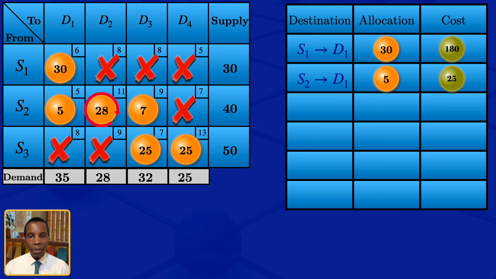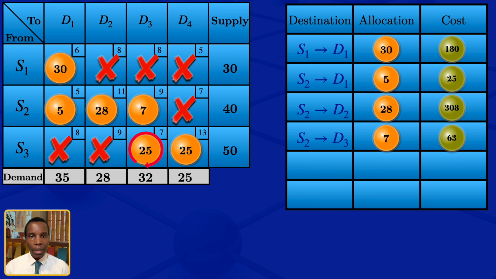On this part here, we are saying that we are looking at S2 to destination 2, and we are allocating 28 units. 28 units at a unit cost of 11, so the cost will be 28 times 11, which gives us 308. Then on this part here, we are looking at S2 to destination 3. We are allocating 7 units. 7 units at a unit cost of 9, so the cost will be 7 times 9, which gives us a 63.